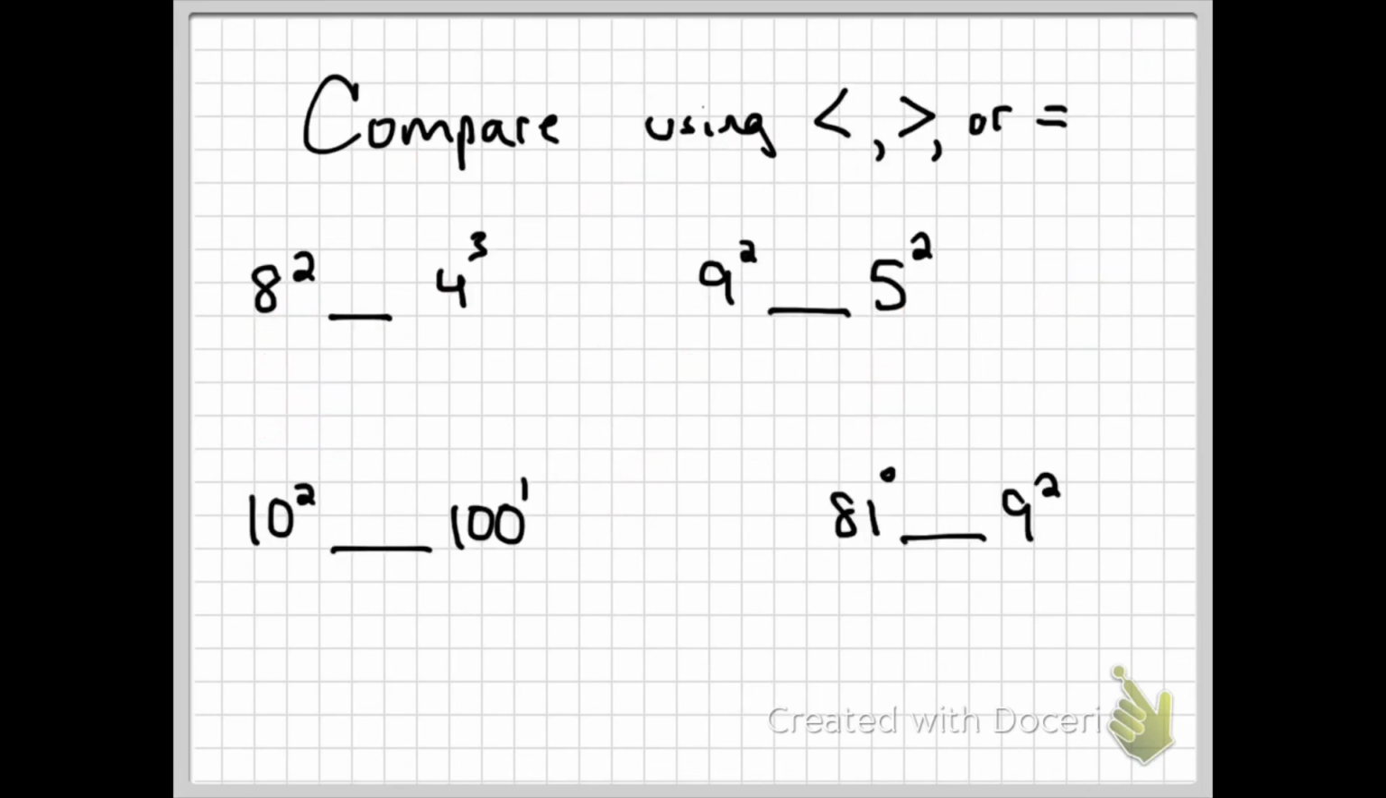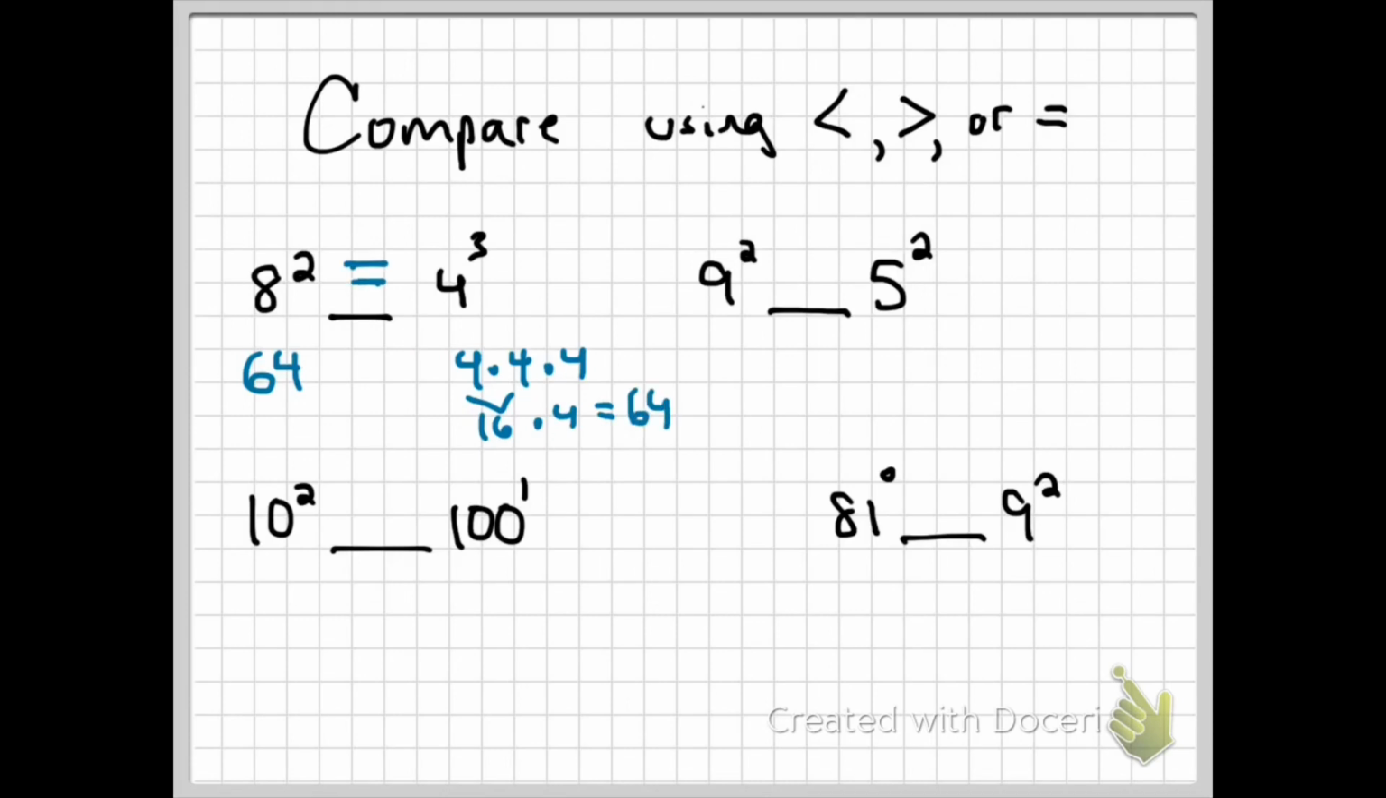Let's compare these exponents or numbers using greater than, less than, or equal to. So you need to calculate these first. 8 to the 2nd power is 64. 4 to the 3rd power is not 12, but 4 times 4 times 4 ends up being 64 as well. So these ones are actually going to be equal to one another.